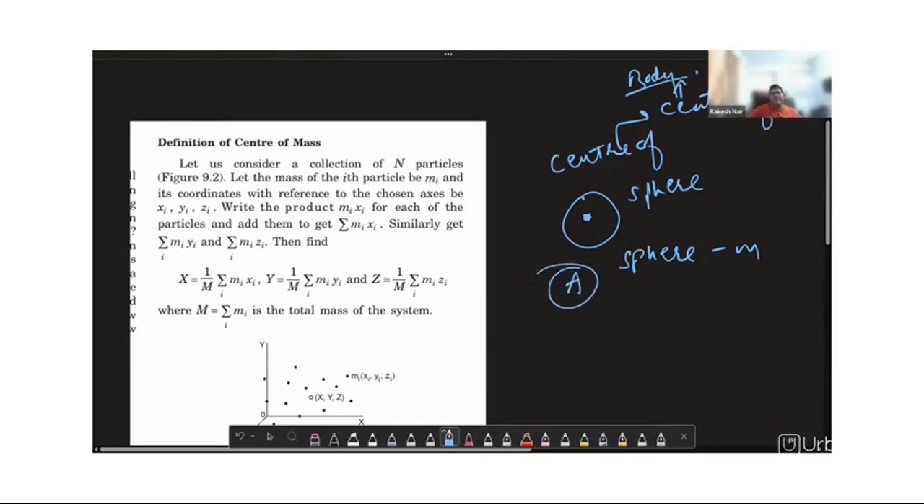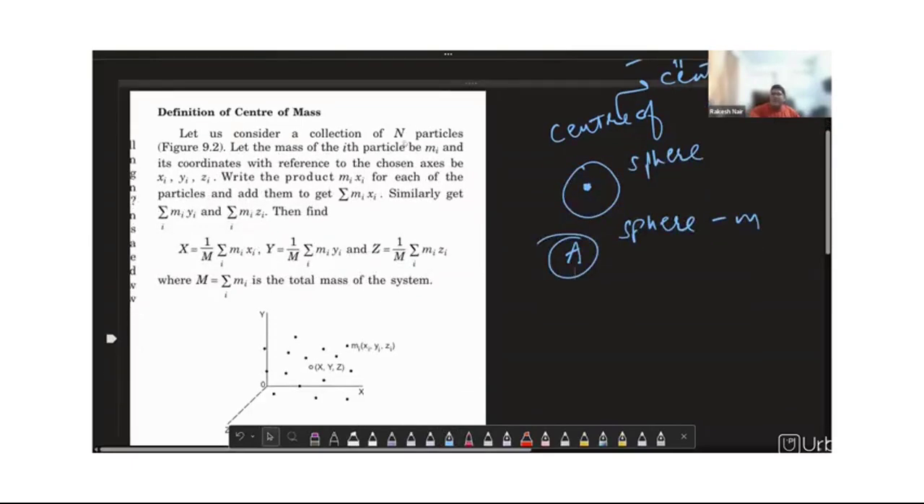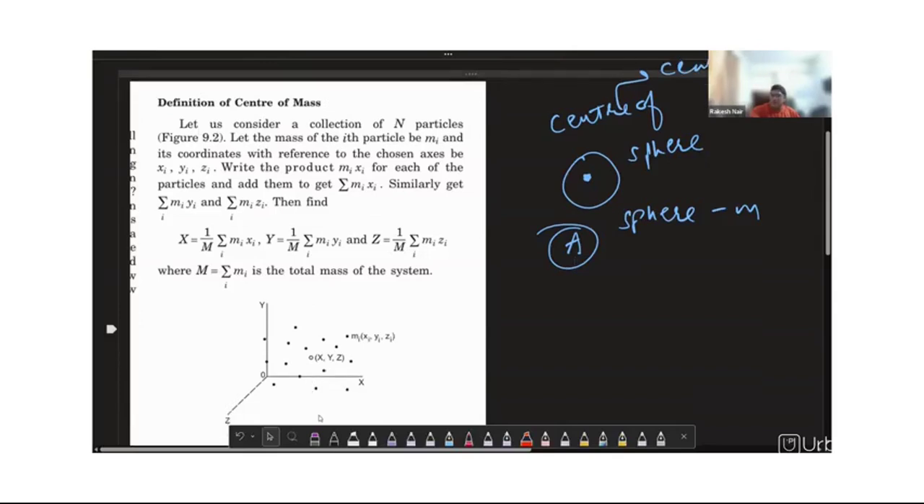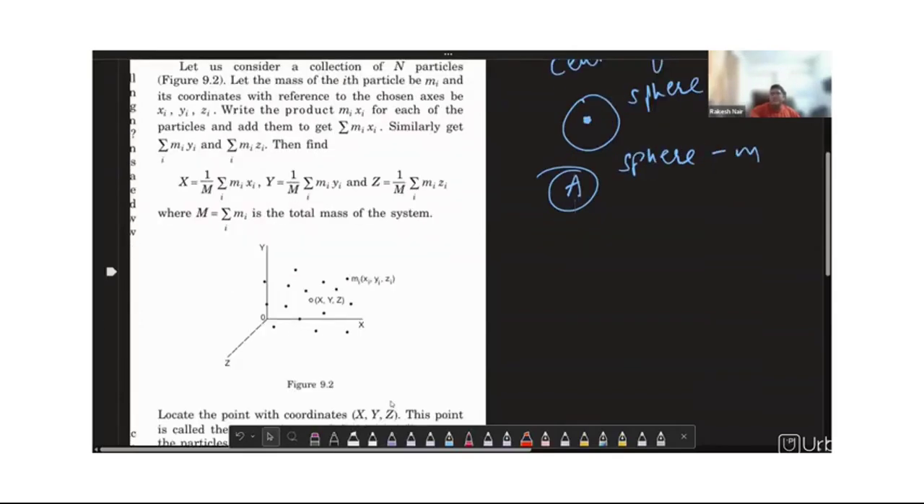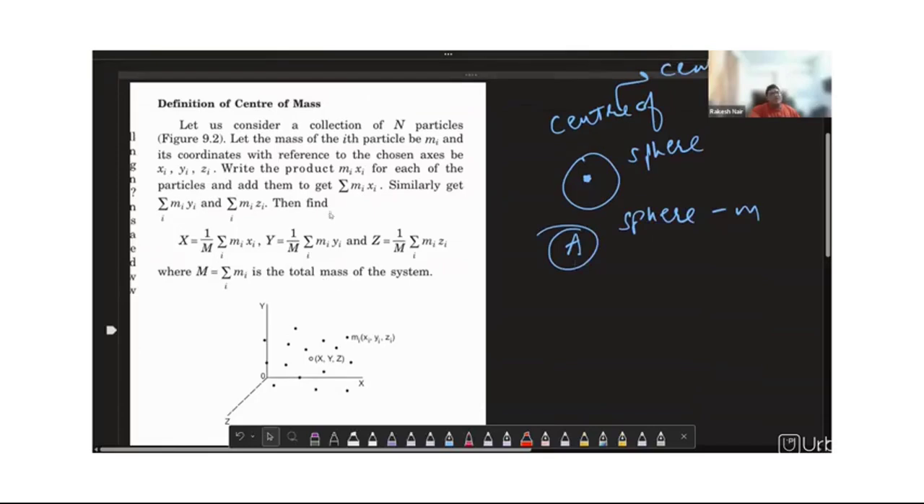Let this body be A, and let the mass of the ith particle be mi. So what are we doing? We are actually considering a collection of n particles. We don't know how many particles, but there are n particles. Let the mass of the ith particle be mi. That's the mass. And the coordinates with reference to the chosen axes are xi, yi, and zi.